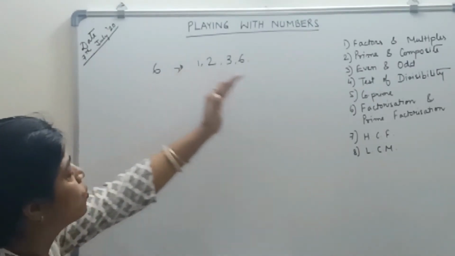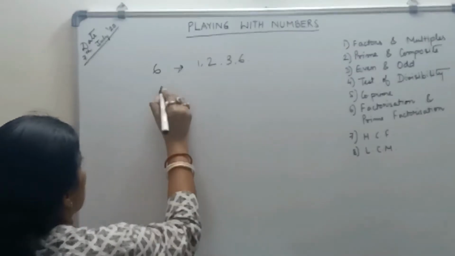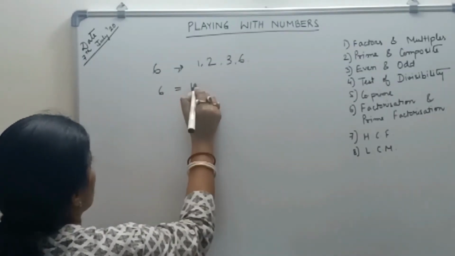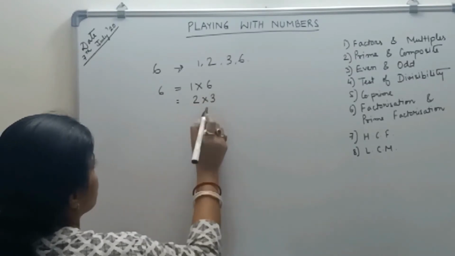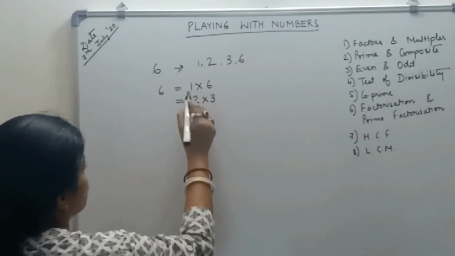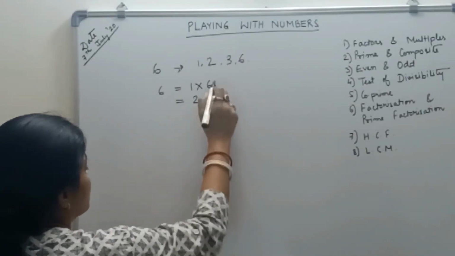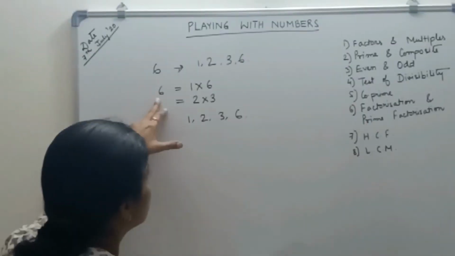So normally how are we going to find the factors of 6? I will write 6: 1 into 6 is 6, 2 into 3 is 6. See, there is no gap between 2 and 3, so no more numbers will come for factors. So what are the factors? 1, 2, 3 and 6 are the factors of 6.